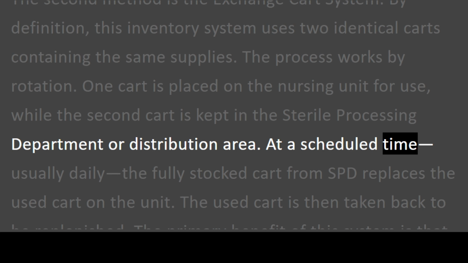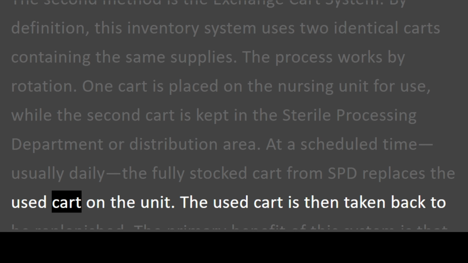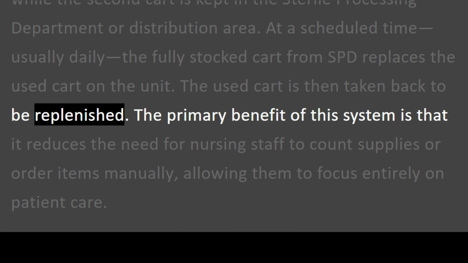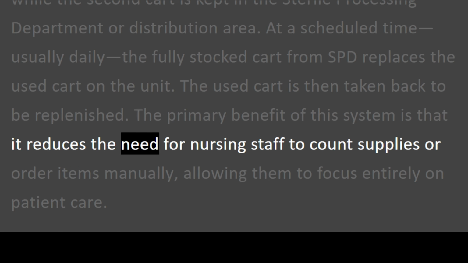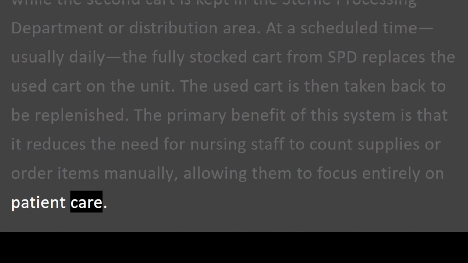At a scheduled time, usually daily, the fully stocked cart from SPD replaces the used cart on the unit. The used cart is then taken back to be replenished. The primary benefit of this system is that it reduces the need for nursing staff to count supplies or order items manually, allowing them to focus entirely on patient care.